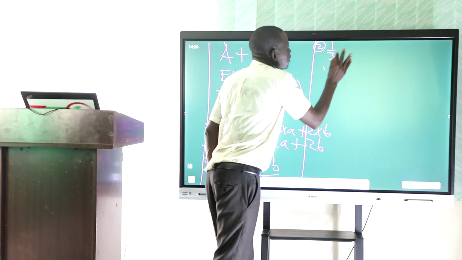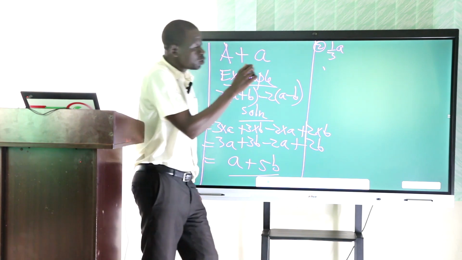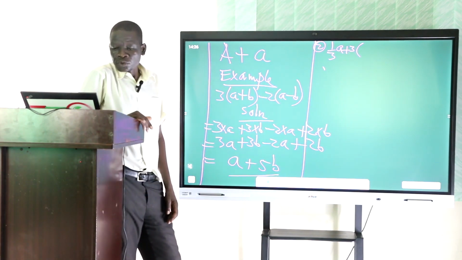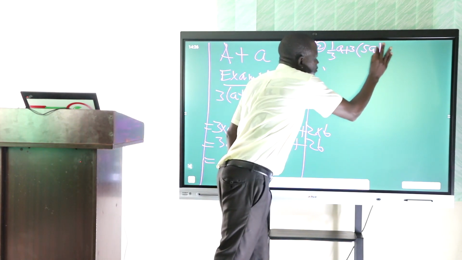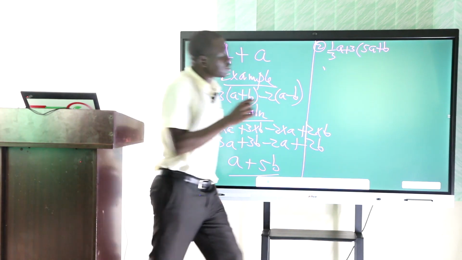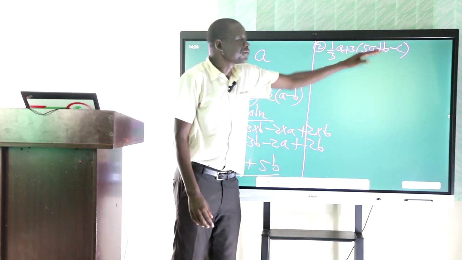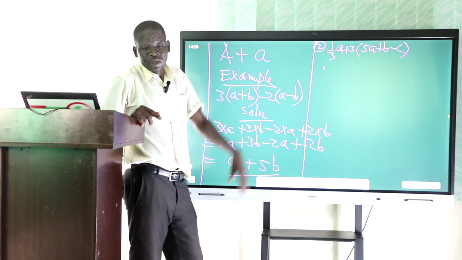A third a plus 3 into 5a plus b, then minus c. So we can say that we have brackets there. So the first thing is to remove the bracket.